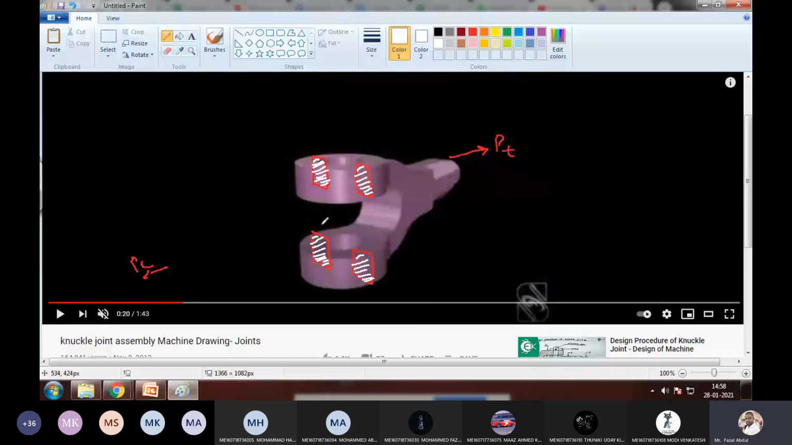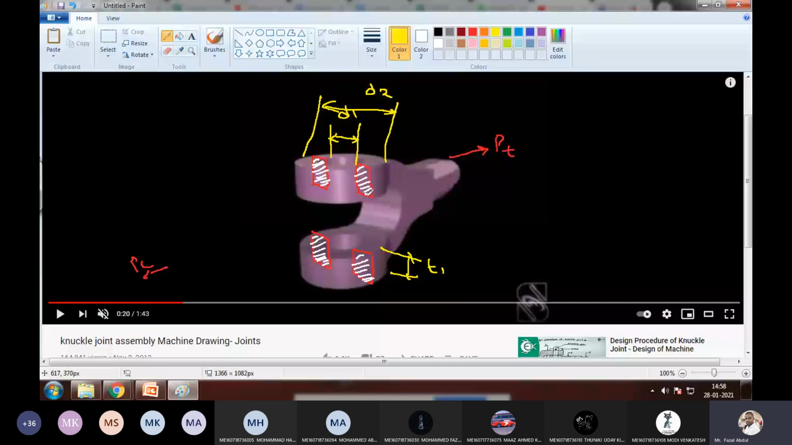Now this is the thickness of the fork end. How much is this one? T1. And this is the inside diameter of the fork end, nothing but the pin diameter D1. And this one is the outside diameter of the eye rod. How much is this one? D2.